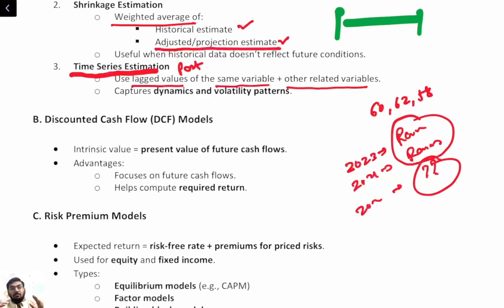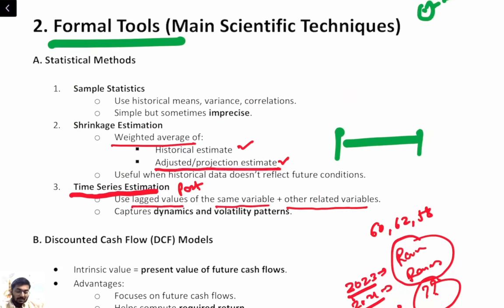So basically we can predict tomorrow's temperature when we look at today's temperature, yesterday's temperature, weather trend, humidity and wind speed. So this is time series forecasting based on the timing factor: today, tomorrow, yesterday. Using the time trend, you are forecasting the future. So in the statistical method, we have studied 3 points: sample statistics, shrinkage estimation and time series estimation.